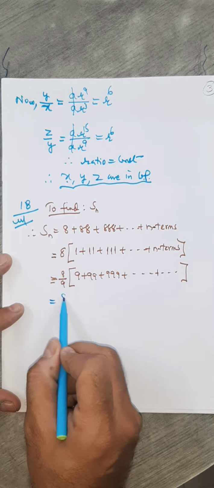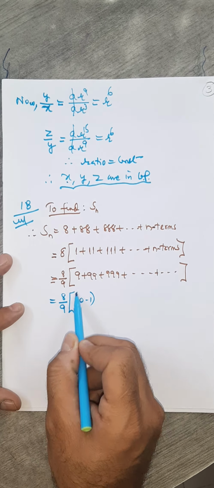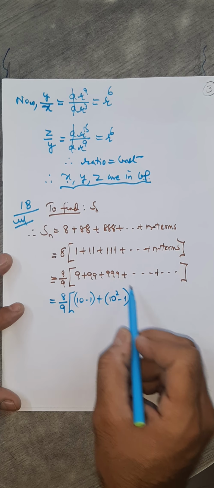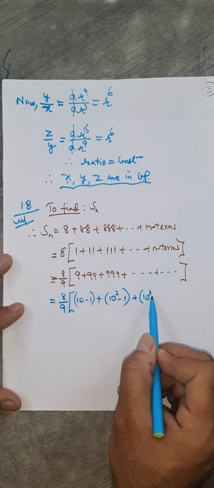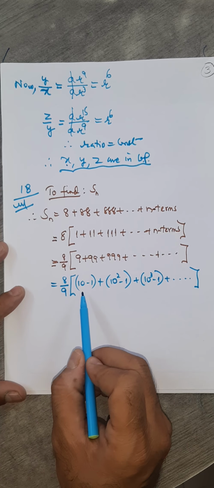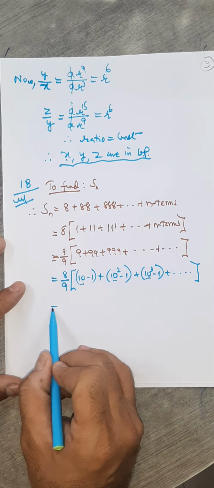I can rewrite it like this. 8 by 9 as it is. This I can write as 10 minus 1. This I can write as 10 square minus 1. This I can write how much? 10 cube minus 1 and so on. Fine. Now you can see that this 10 square, 10 cube is a geometric progression.